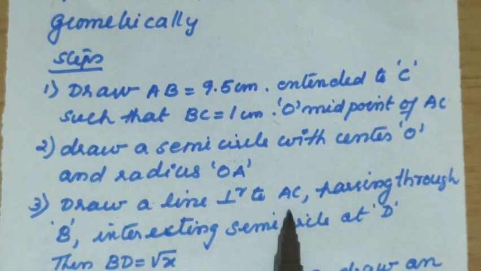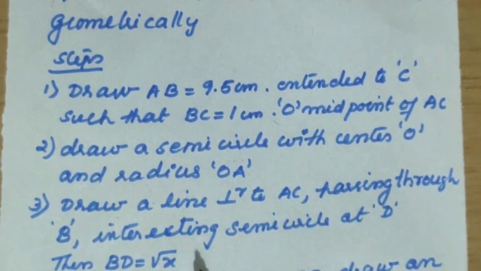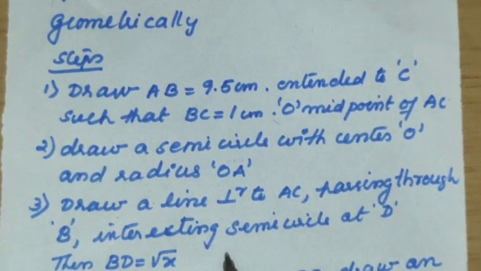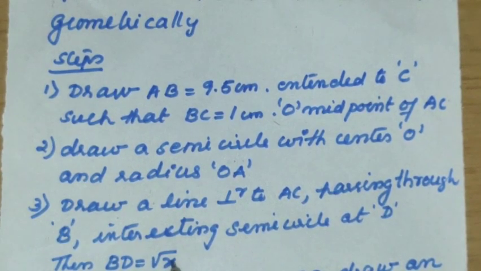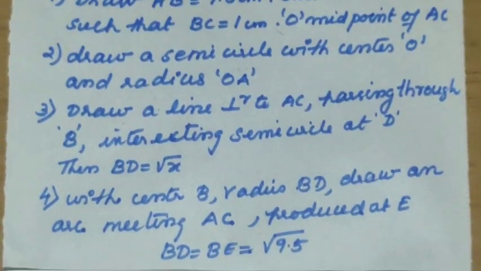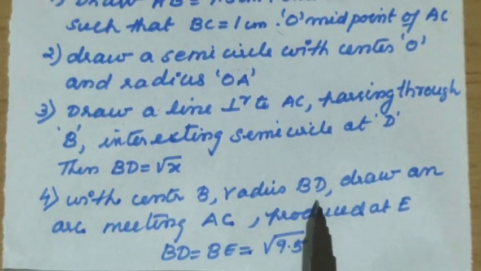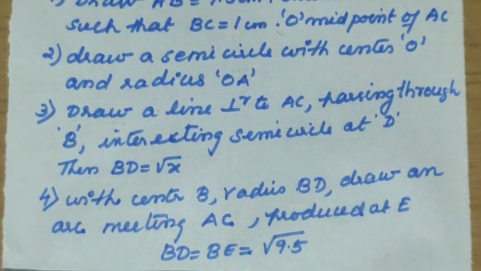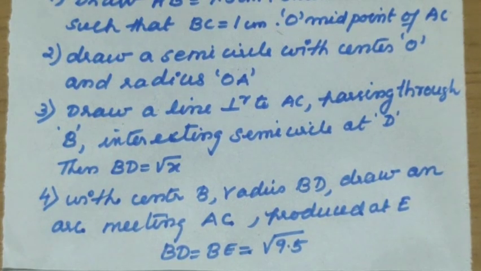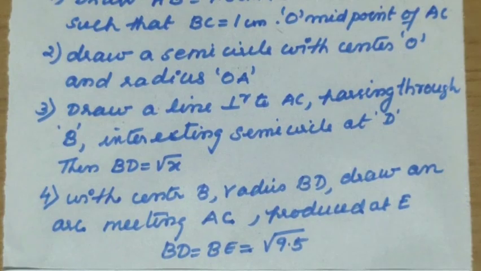Next, perpendicular to AC, that is BD perpendicular to AC. So next is join OD and we are getting the right triangle there. So length of BD to be taken with B as a center, BD as a radius, BD equal to root x. With B as a center, radius is BD. We have to draw a circle, semicircle only or arc we can say. That will cut the given line at E. So extend a little bit, then BE equal to root 9.5.